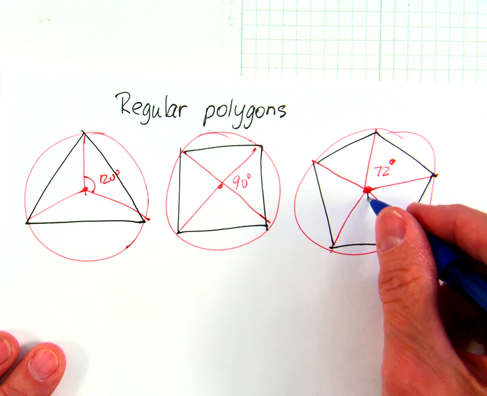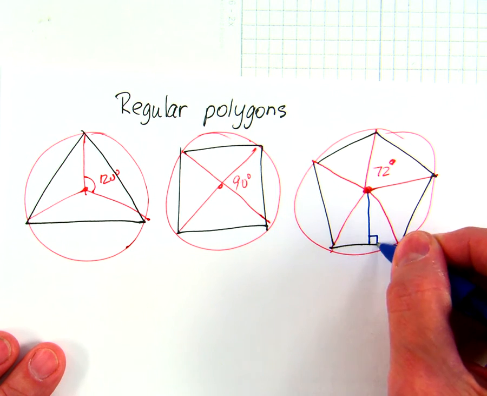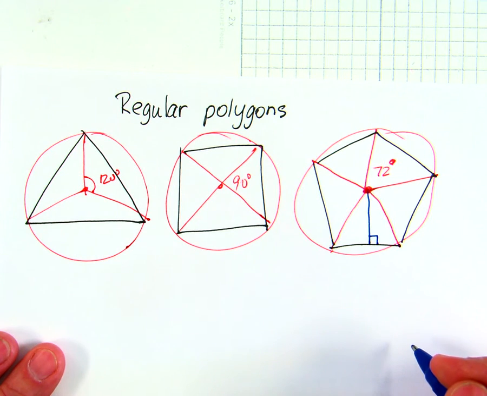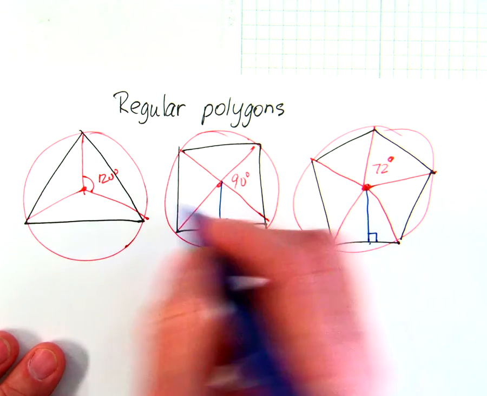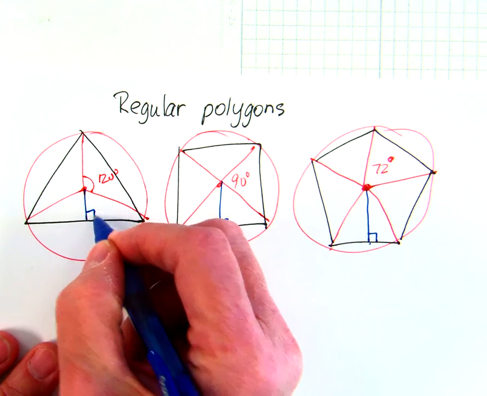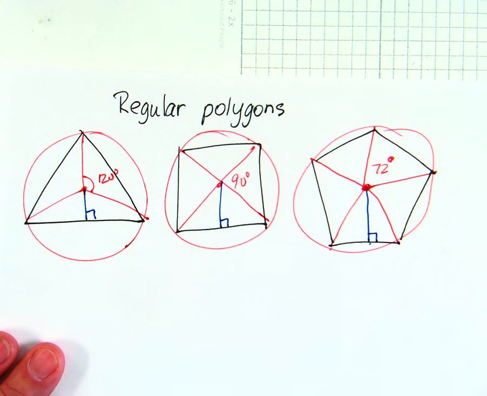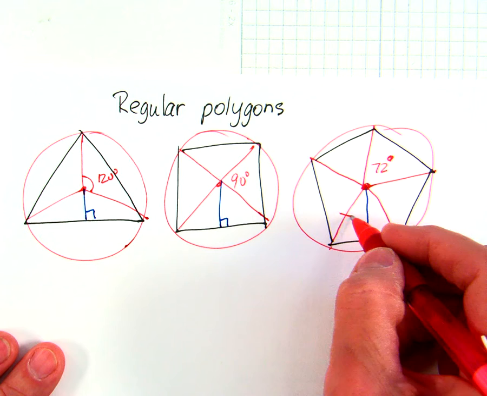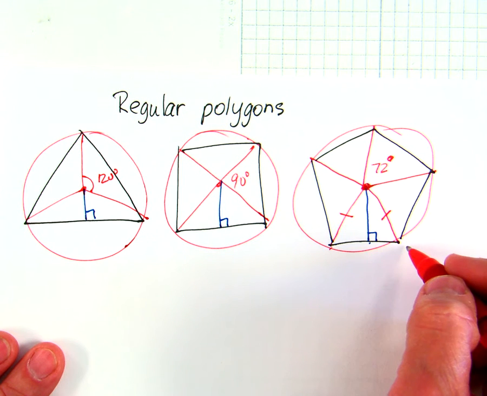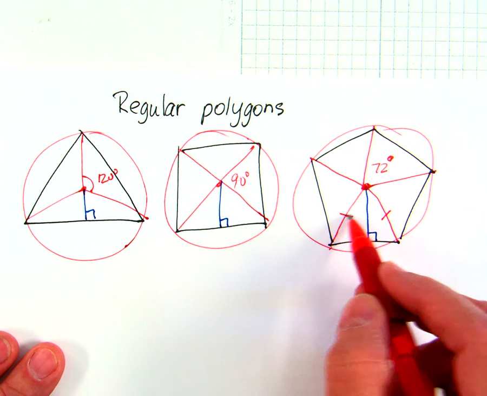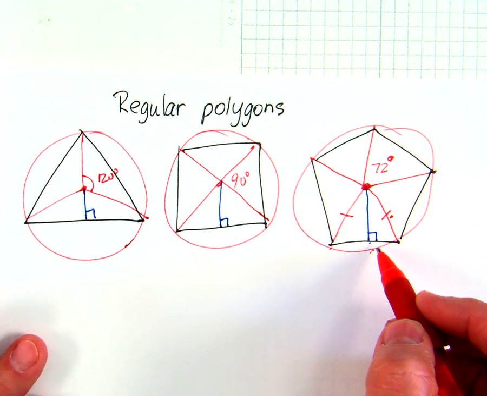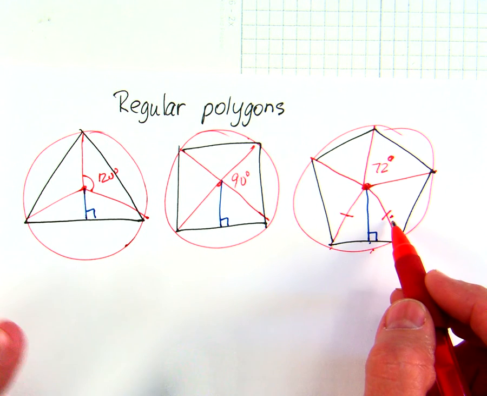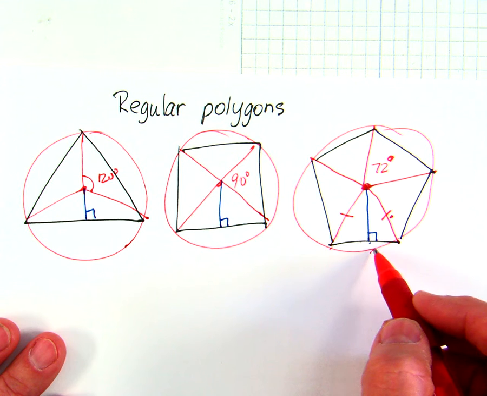We add a new one with polygons, and that's the apothem. The apothem is the perpendicular distance from the center to the side of the polygon. Notice that this forms an isosceles triangle, since two sides are radii and the third is the side of the polygon. The two sides that are radii are the same length, therefore it's isosceles.